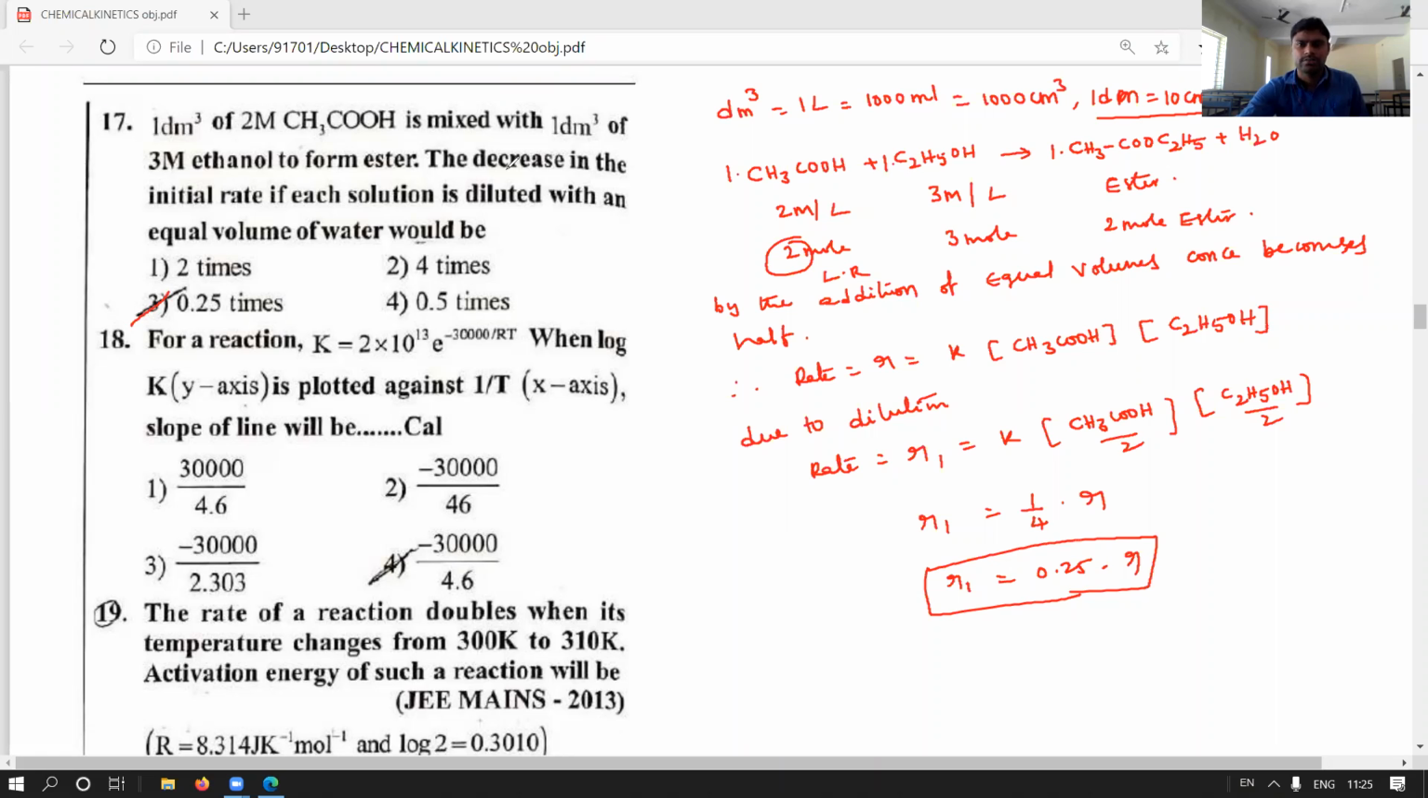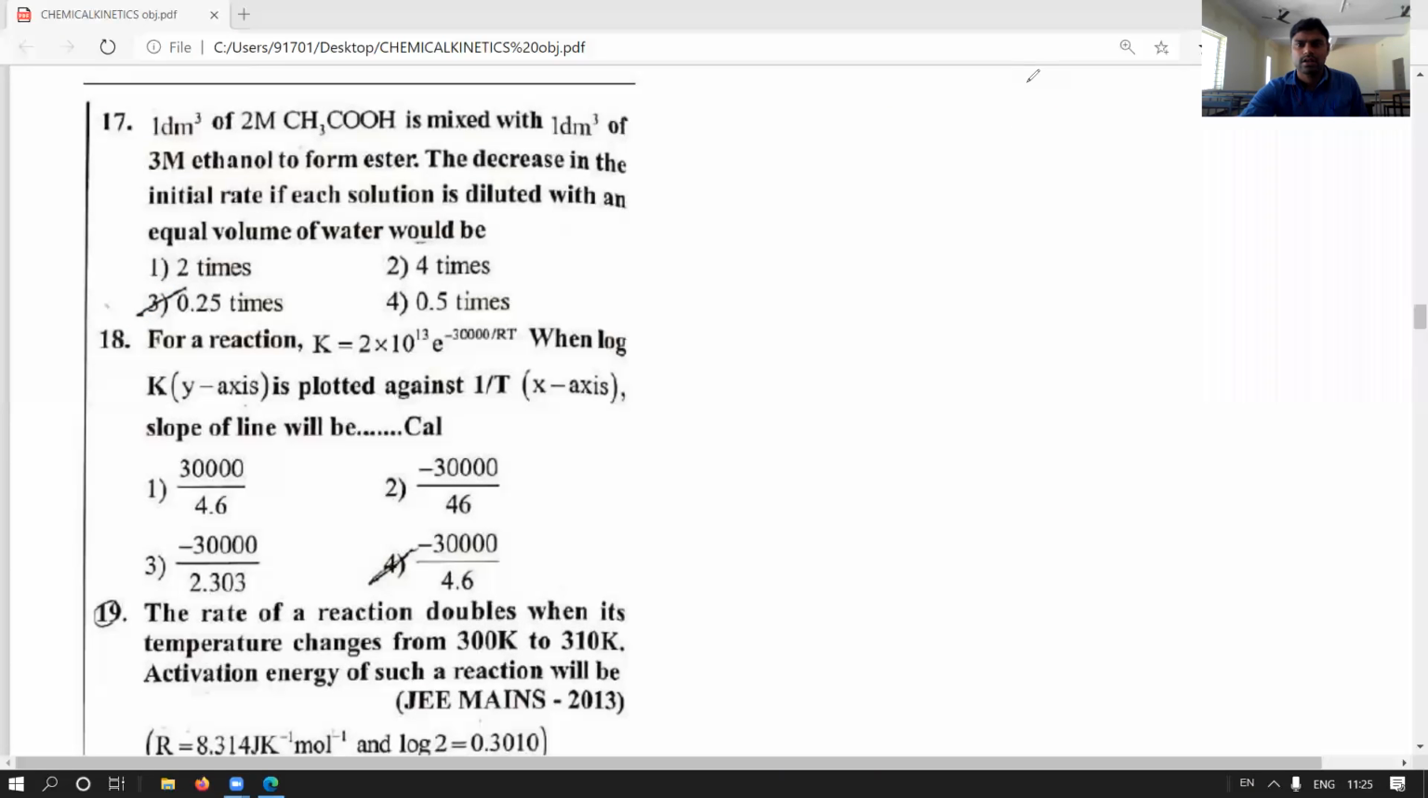Let's see the next question. 18th one. K is equal to 2 into 10 to the power of 13 into e to the power of minus 30,000 by RT. This equation seems to be K is equal to A into e to the power of minus EA by RT.